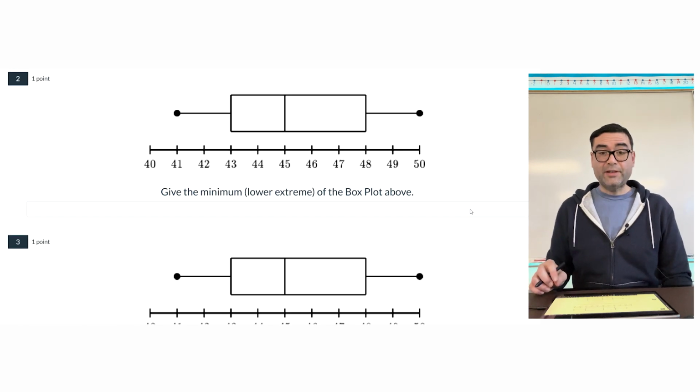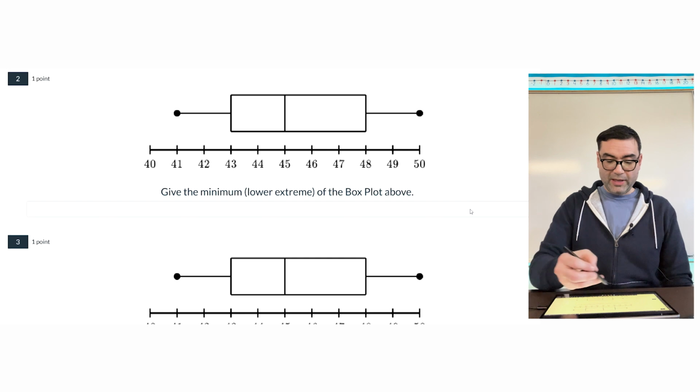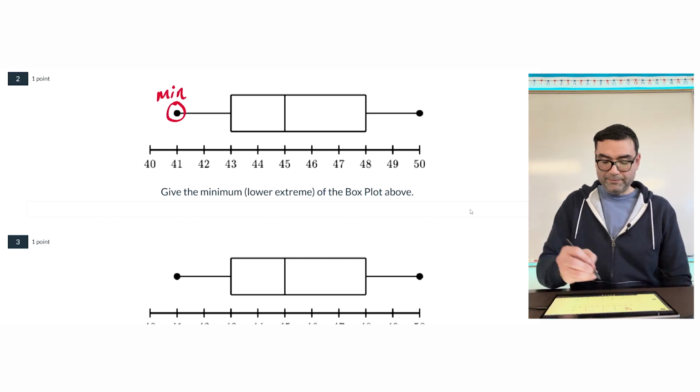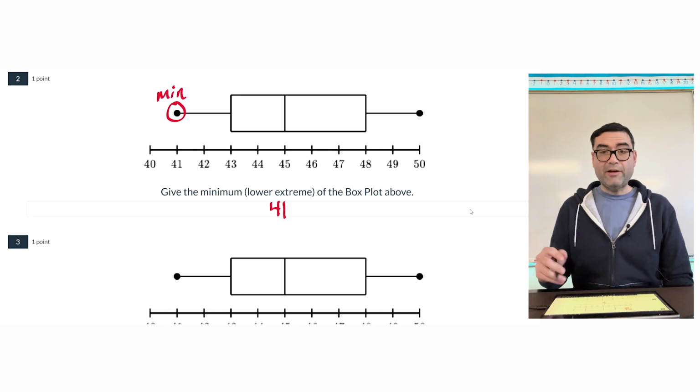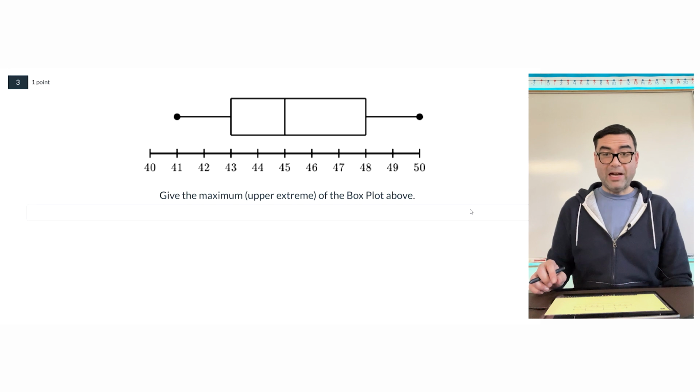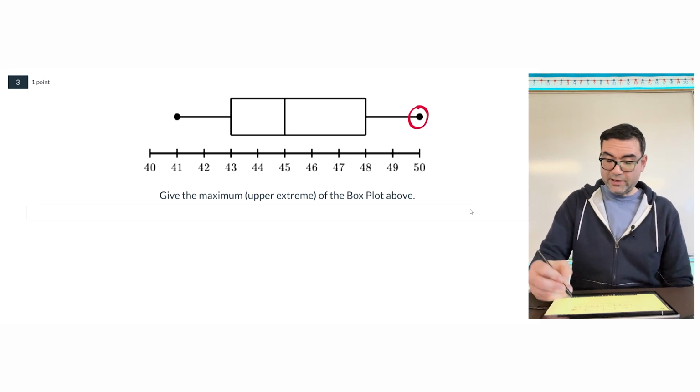Number 2 asks us to give the minimum or the lower extreme of the box plot. So that's this value way over here. That's called the minimum, and that would be 41. That would be the lowest value in the data. Number 3 asks us to find the maximum, which is the greatest value in the data. So that would be here, and that would be 50.